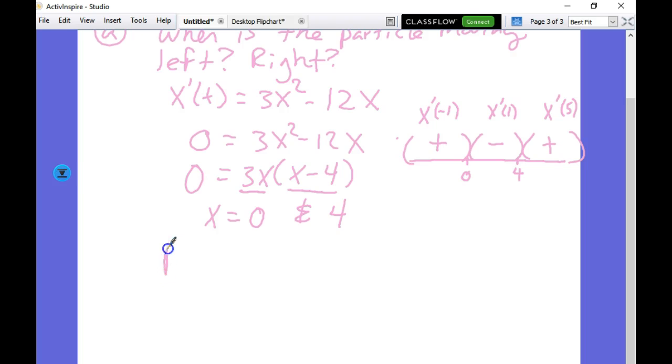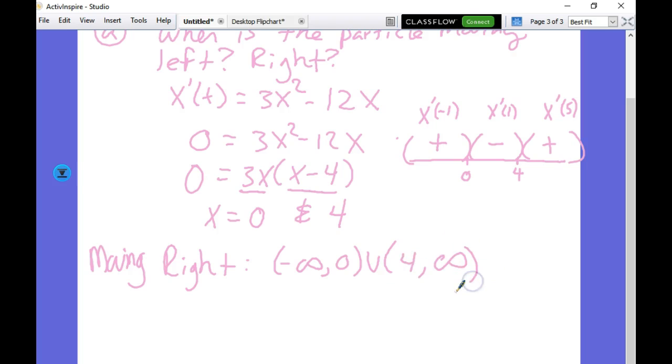Okay, so we have an answer to our question then. The particle is moving to the right anytime the velocity is positive. So that would be from -infinity up to 0, as well as from 4 to infinity. It's moving left in between. So that would be from 0 to 4.